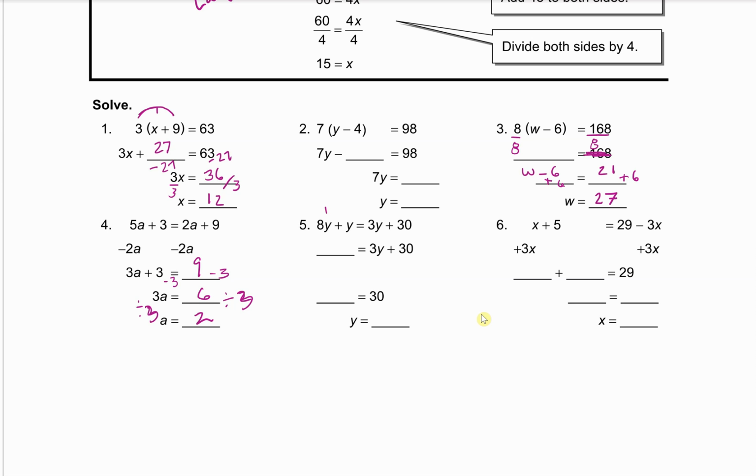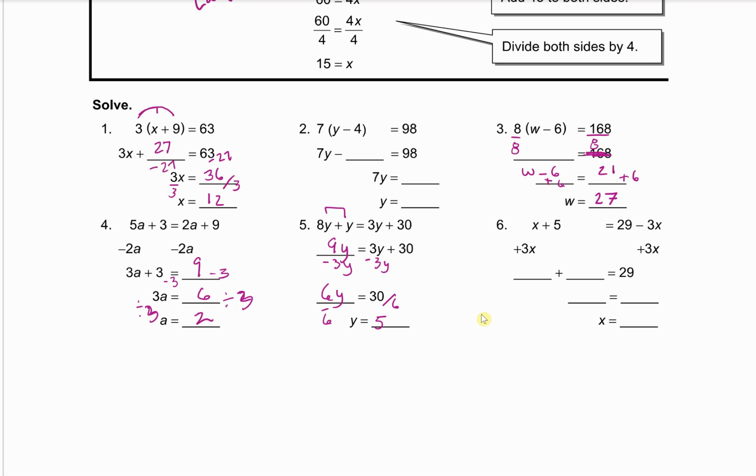Here I have some like terms. I'm going to combine those so I get 9y equals 3y plus 30, because 8 plus 1 is 9. Here I have no choice. I only have y's on the right hand side, so I have to subtract 3y, or left hand side. It'll help if I remember my directions. 9 minus 3 is 6y. Going to divide by 6. And I get y equals 5.